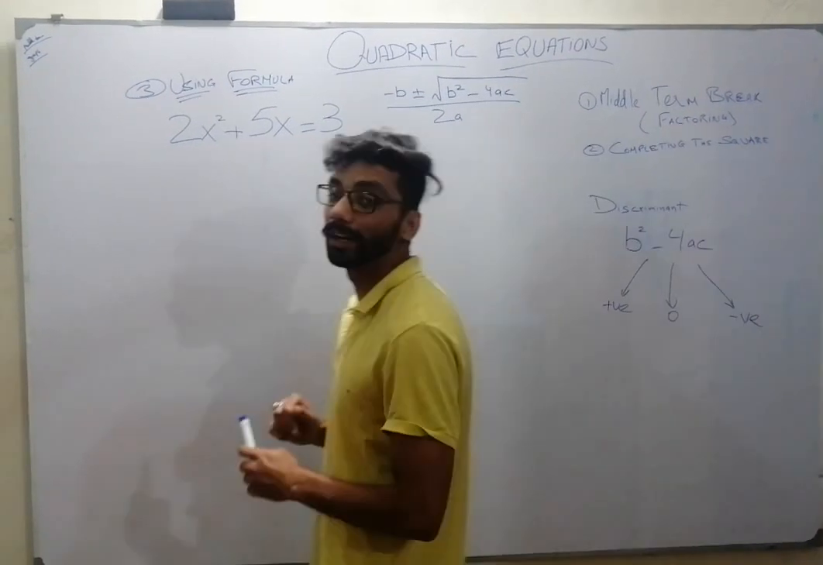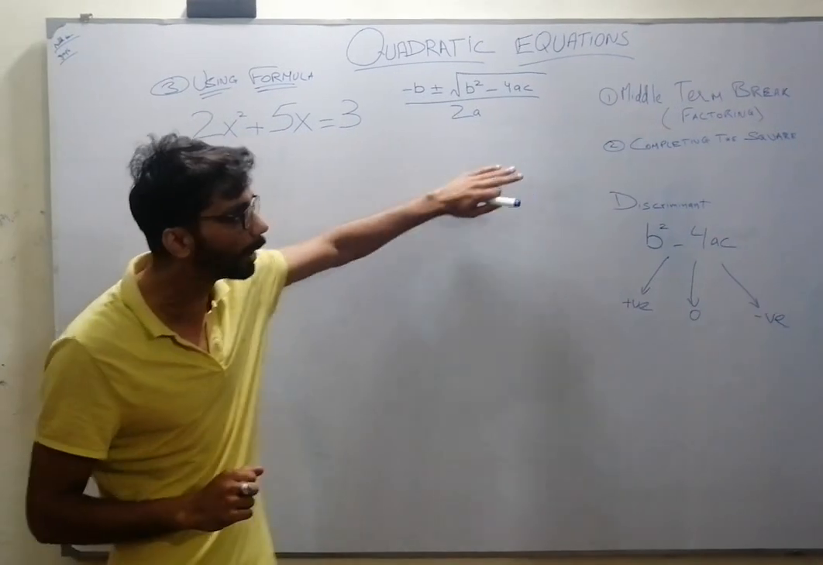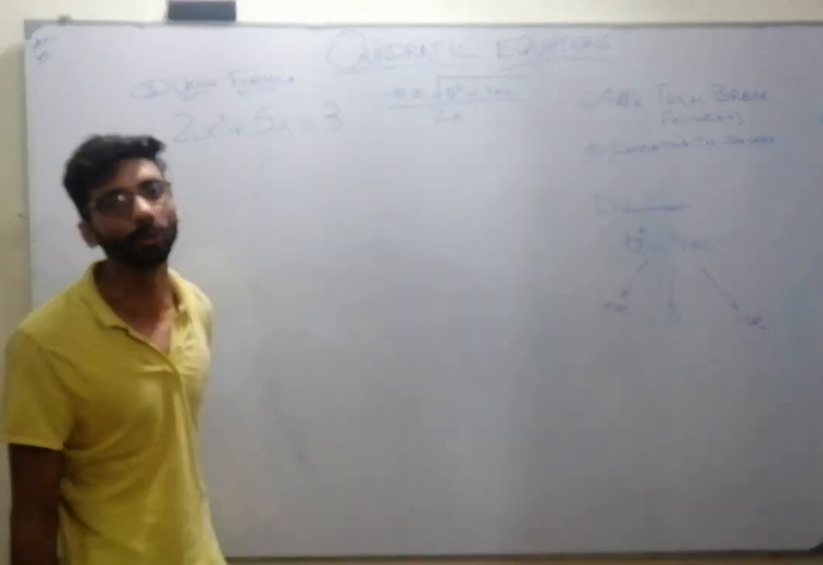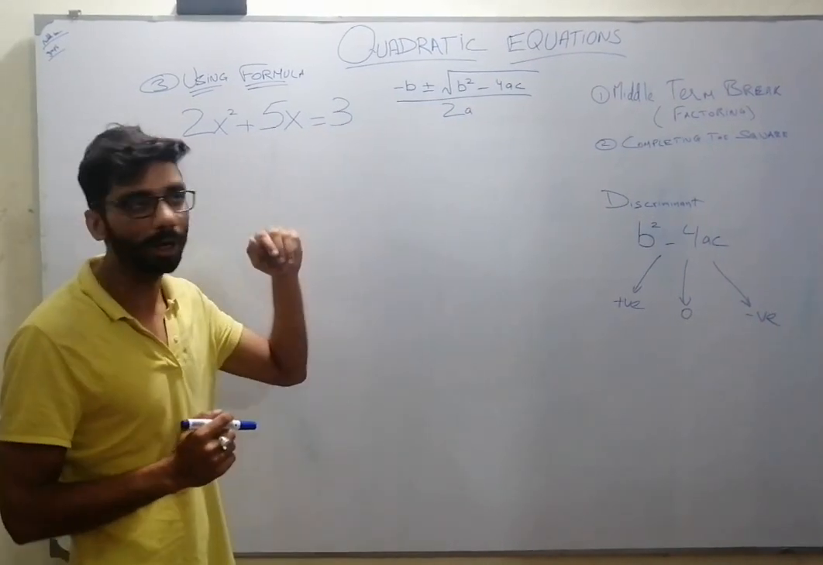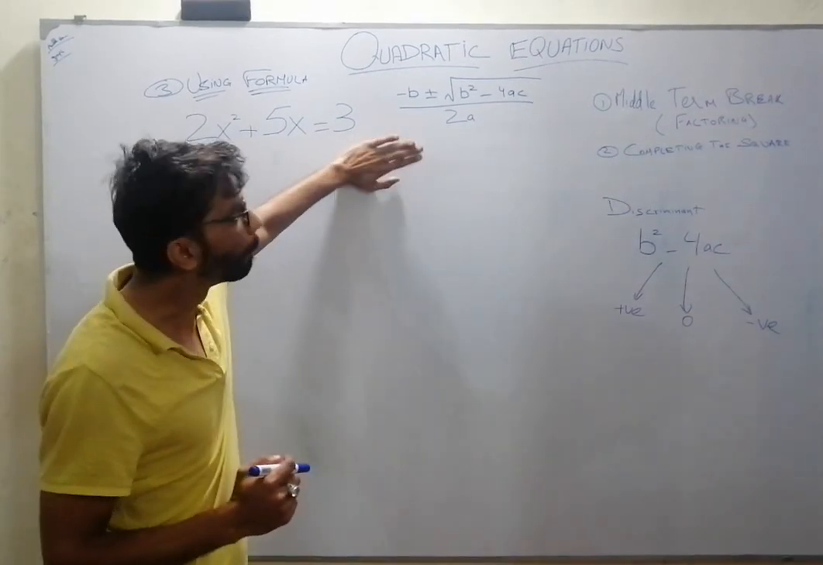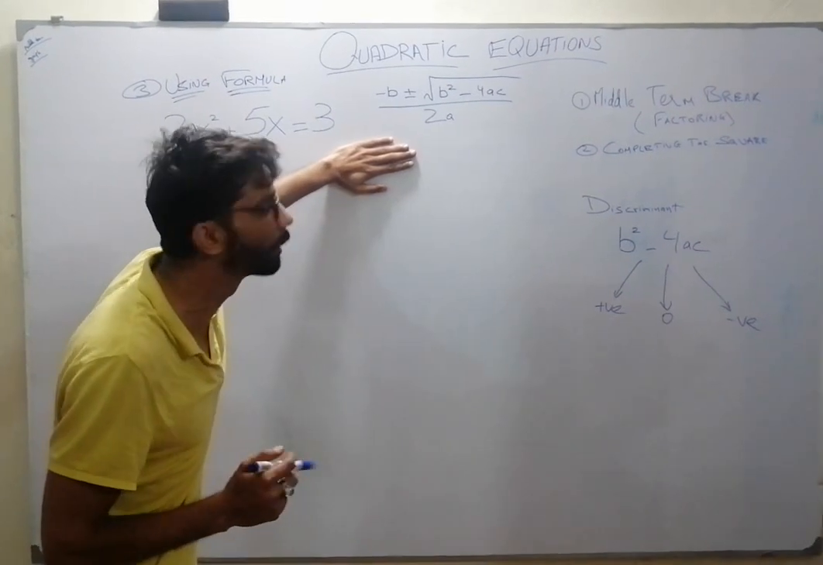As we previously did two types of quadratic equation in my last video, that was middle term break or factoring as you call it, and second was completing the square. We were left with only the third type, that is using the formula. So the formula is minus b plus minus under root b square minus 4ac over 2a.